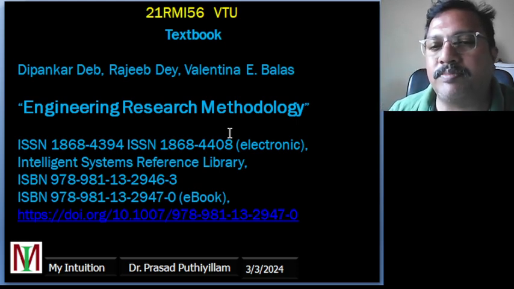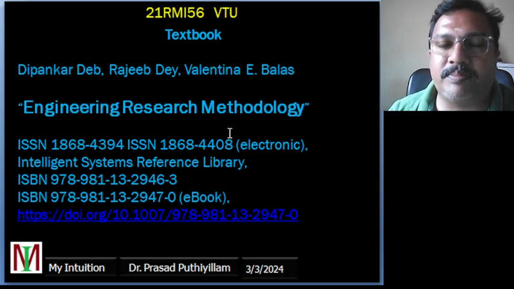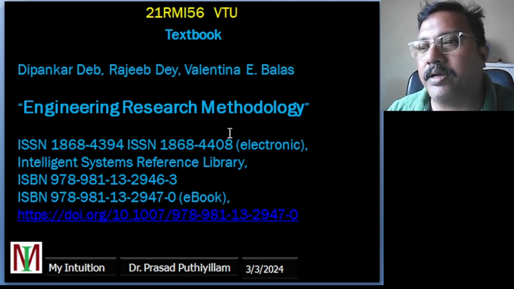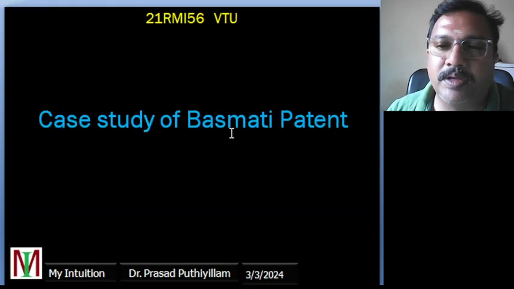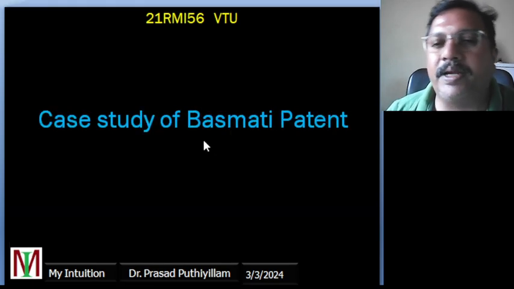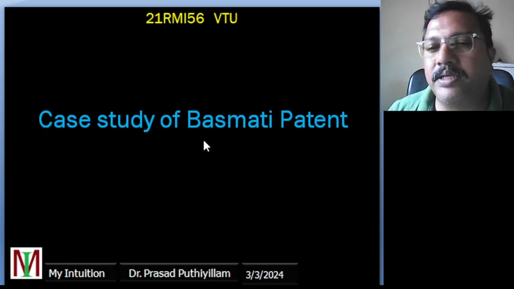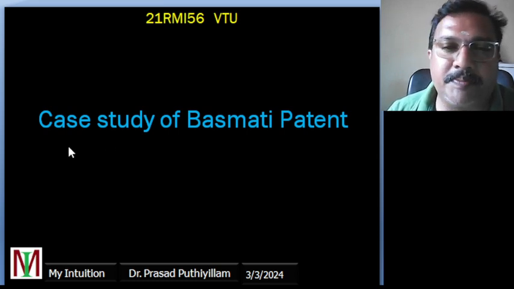So they made the syllabus and the course outcome module wise based on the availability of study material. The engineering research methodology textbook is available on the internet. You can download it freely using Google search. The electronic version or PDF version is available. So I'm here explaining the case study of Basmati patent.